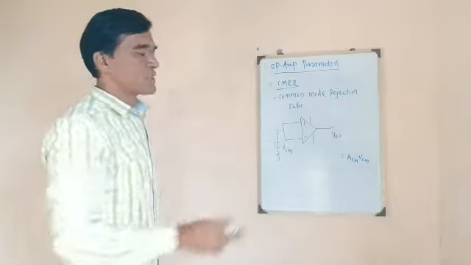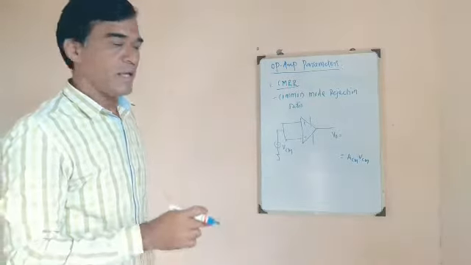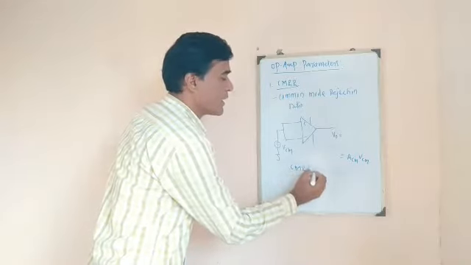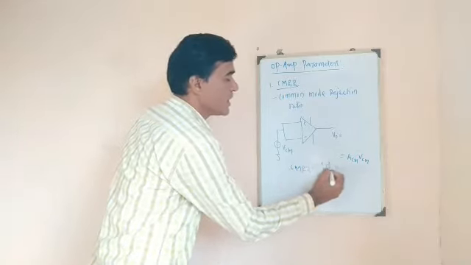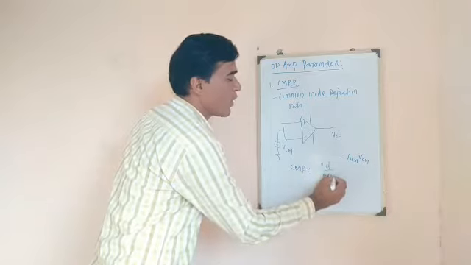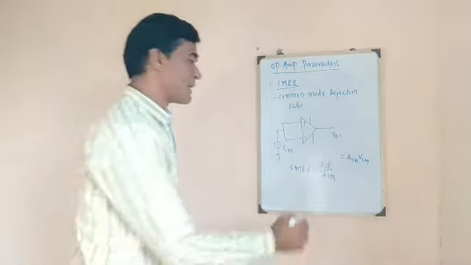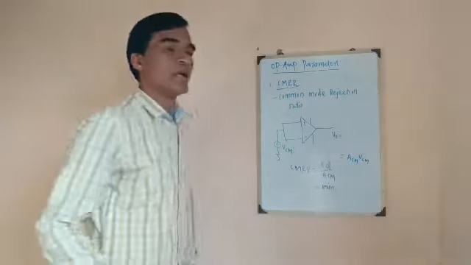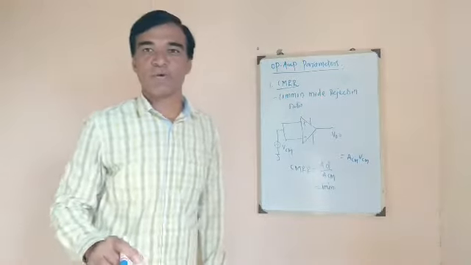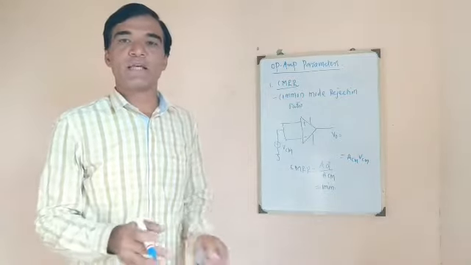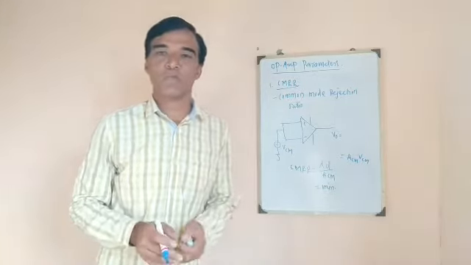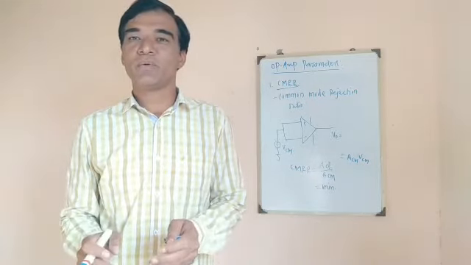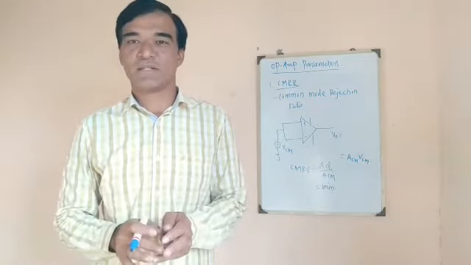The common mode rejection ratio is defined as the differential gain divided by the common mode gain, and it is expected that this ratio should be as high as possible for the op-amp. Basically, the common mode rejection ratio tells the ability of the op-amp to suppress the common mode signals.